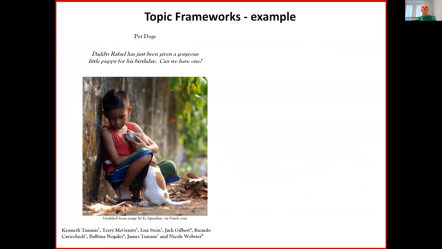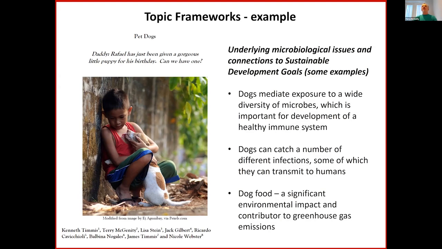Each of these topic frameworks begins with a child-led question. So this one is, Daddy, Raphael has just been given a gorgeous little puppy for his birthday. Can we have one? I'm sure many parents are familiar with this question, and there's no doubt that the puppy is psychologically wonderful for us, and it also has many other benefits, but also some microbiological issues. So in each case, we look at the underlying microbiological issues, and importantly, the connections to sustainable development goals and other global challenges.